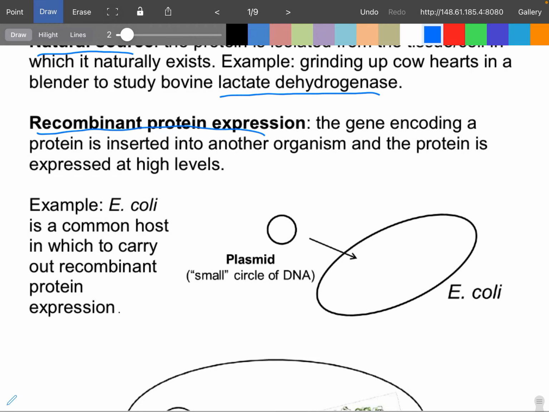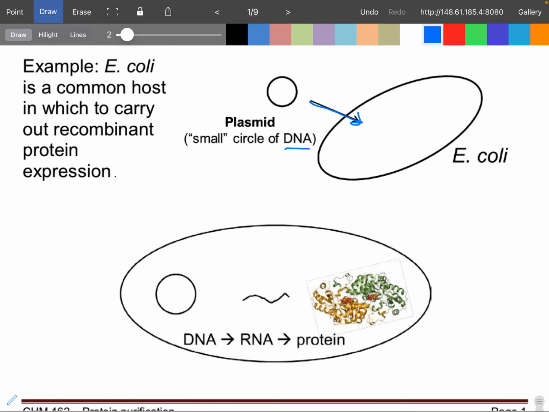And so an example for this would be E. coli, where we can take the gene of interest. So maybe it's a bacterial gene we want to study, maybe it's a human gene or a mouse gene, and we want to study the protein product from that. We could add it to this small circle of DNA called a plasmid, and through a process of transformation, we can incorporate that plasmid into the E. coli. And what we will end up doing is exploiting the protein production machinery of that bacterium, of E. coli, so that we can ultimately produce the protein that we want.